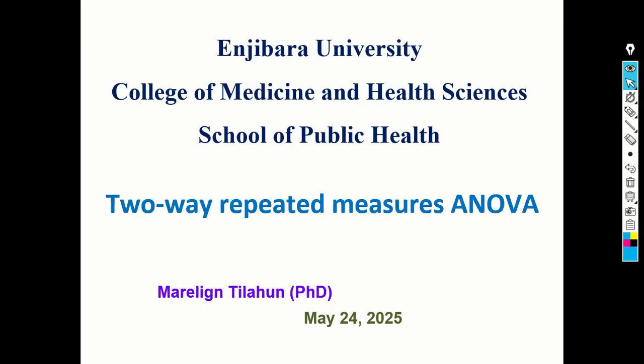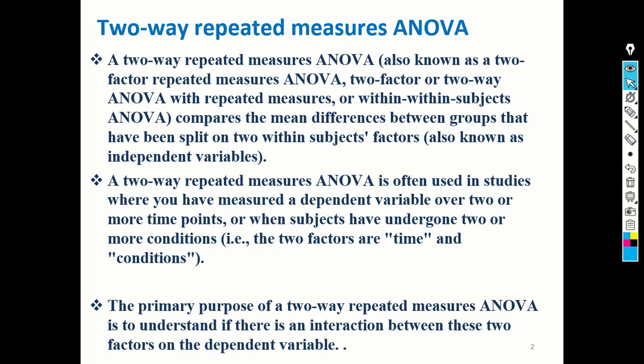Now we are just going to wind up the types of ANOVA. The last session on ANOVA is about two-way repeated measures ANOVA. A two-way repeated measures ANOVA, also known as a two-way factor repeated measures ANOVA, or a two-factor or two-way ANOVA with repeated measures, or maybe within subjects ANOVA.